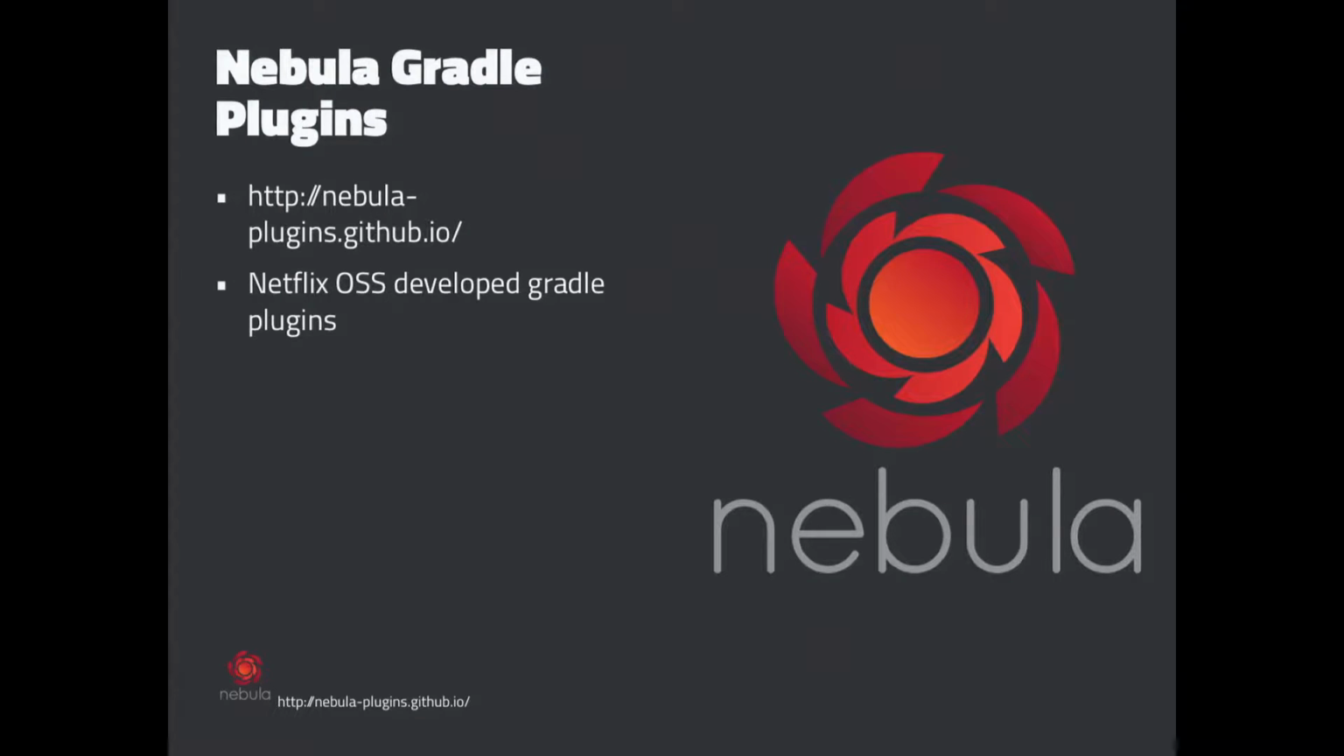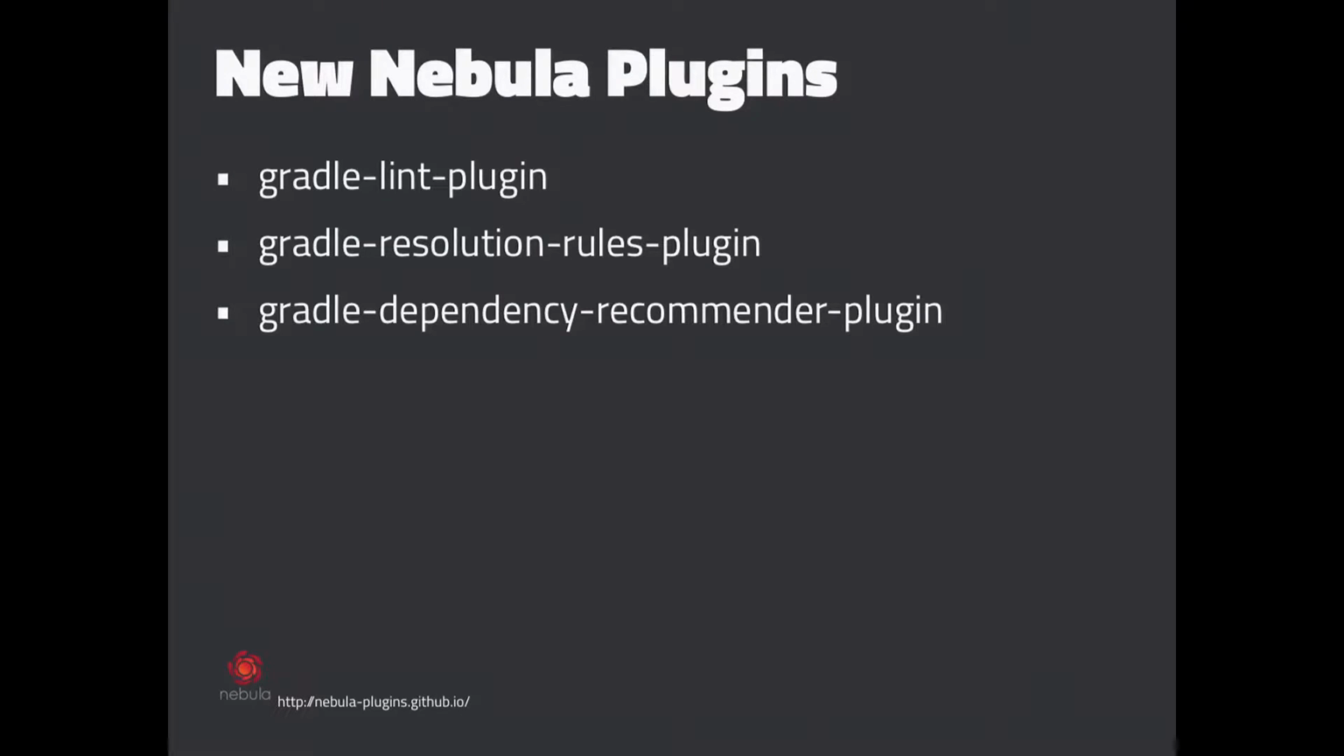You can find all of our plugins up on nebula-plugins.github.io, a whole suite of Apache licensed plugins. We love community contributions, and hopefully they're useful to you in your build process on a day-to-day basis. Some of the new ones that we've worked on this year include the Lint plugin that John spoke about yesterday, the Gradle resolution rules plugin, and the dependency recommender plugin.